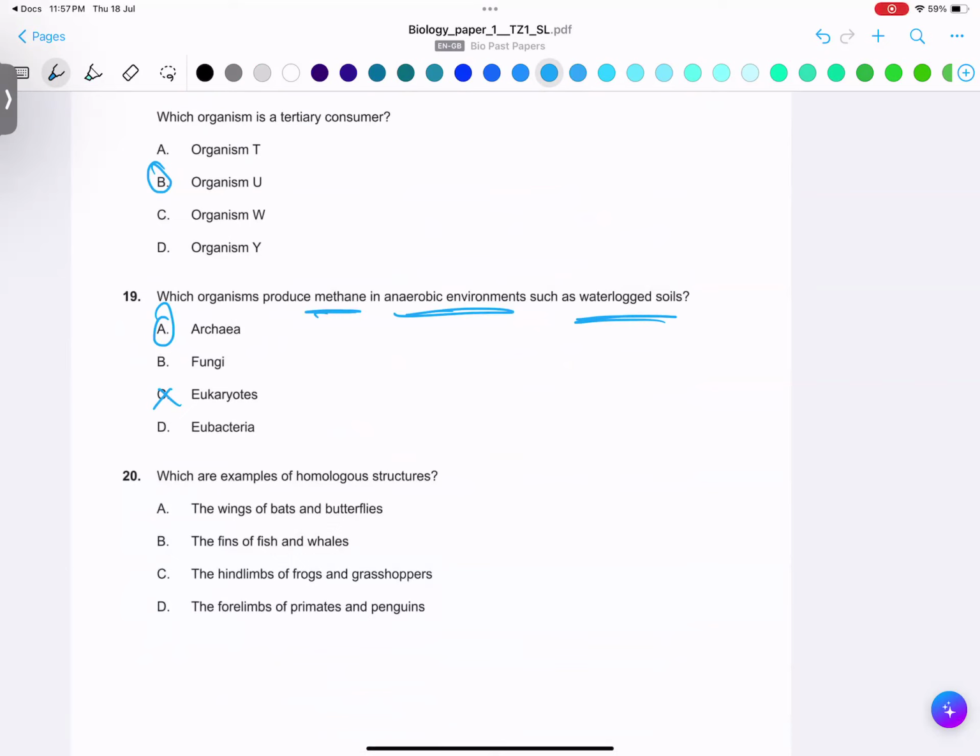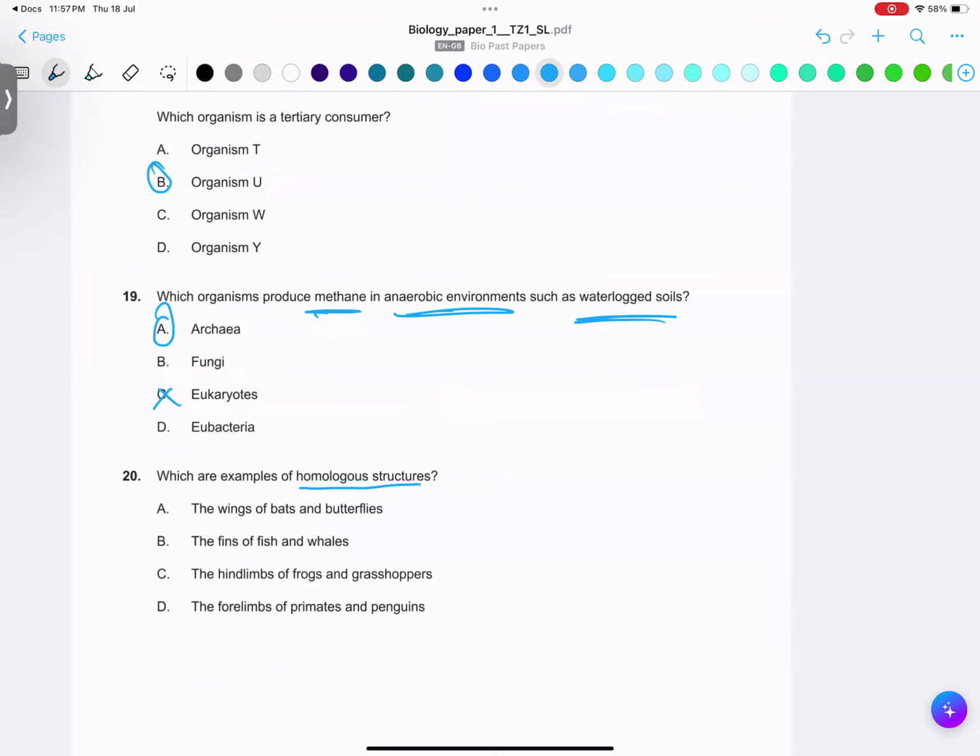20. Which are examples of homologous structures? So basically, what are homologous structures? They're basically the opposite of analogous structures. I'm trying to find a good way to explain it, but they're basically the same features that are used in different ways, or different features that are used in the same way.